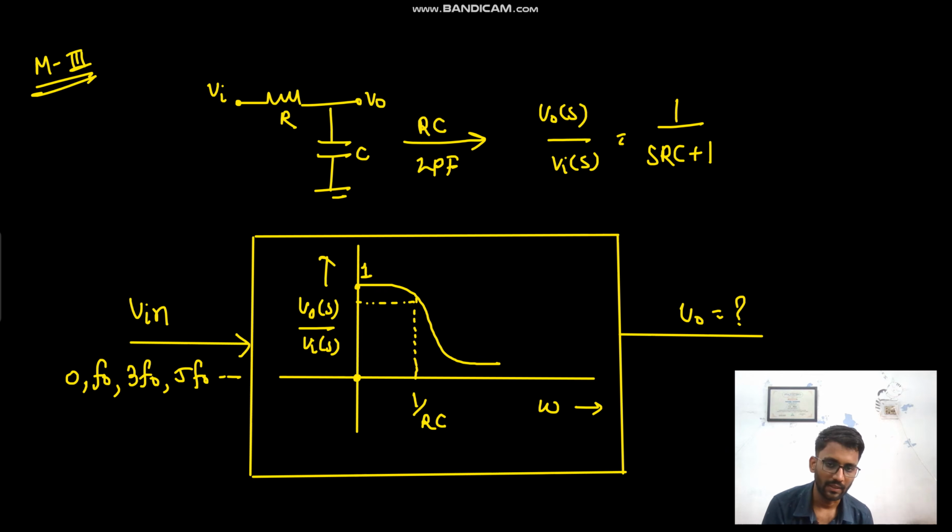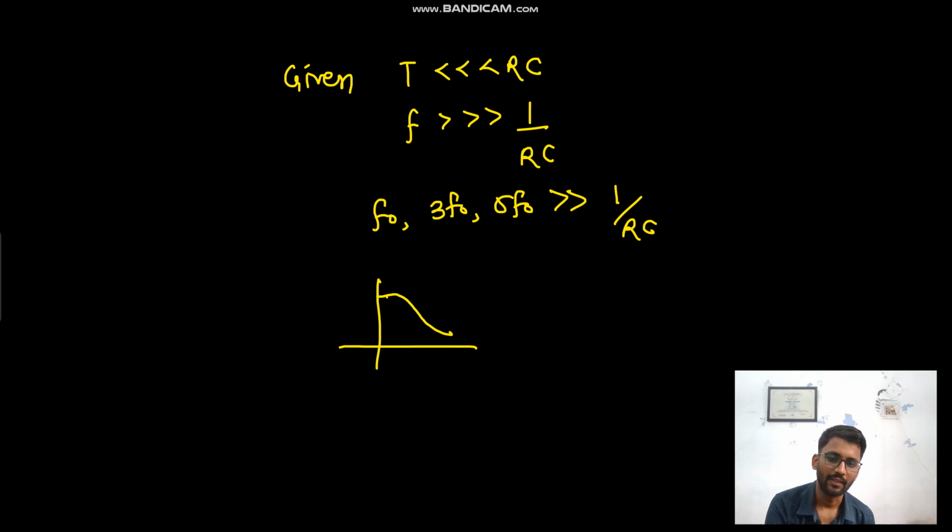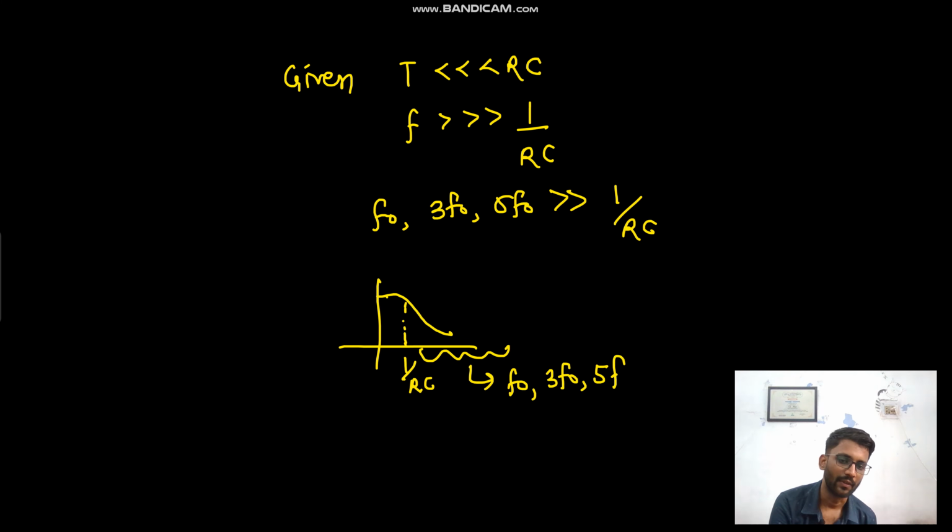Given is that your T is very much lesser than RC, right? So your F will be very much greater than 1 by RC. So DC is 0, like this is 0. Here we have DC. Apart from DC, all the components, F naught, 3 F naught, 5 F naught, will be greater than 1 by RC. So if this is the filter, here we have 1 by RC. In this region we will have F naught, 3 F naught, 5 F naught.